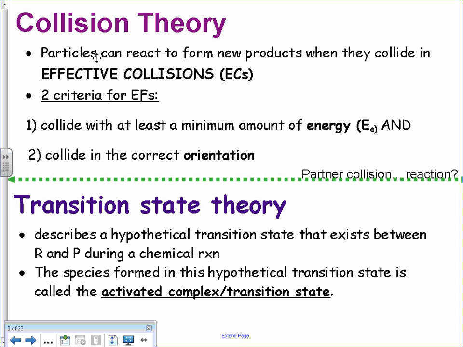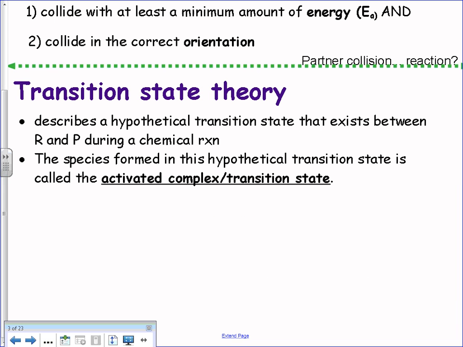So collision theory is just basically, hey, they collide, they react, we're done here. Transition state theory states that whenever they collide, they form this really weird middle intermediate thing that's very unstable. And if it's pushed farther, it will go to product, and if it's not pushed enough, it will kind of fall back to reactant. And I have a little image here for you in just a second. So it's a hypothetical transition state that's this intermediate that is unstable.